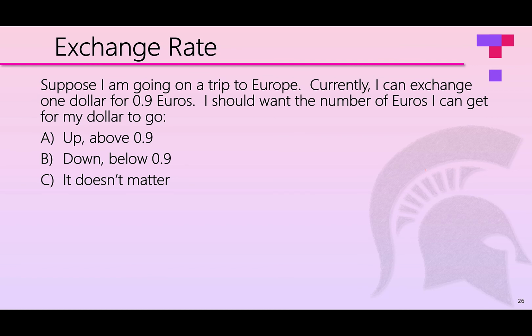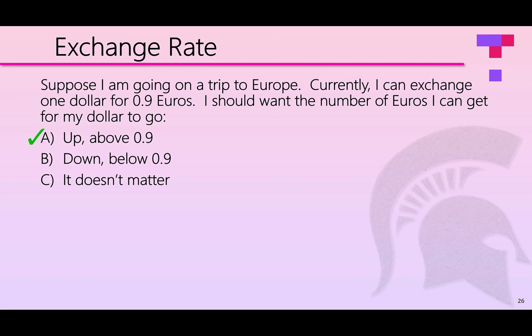All right, last thing we'll do is a question. Suppose I'm going on a trip to Europe. Currently, I can exchange $1 for 0.9 euros. I should want the number of euros I can get for my dollar to go up, down, or it doesn't matter. The answer here is A.